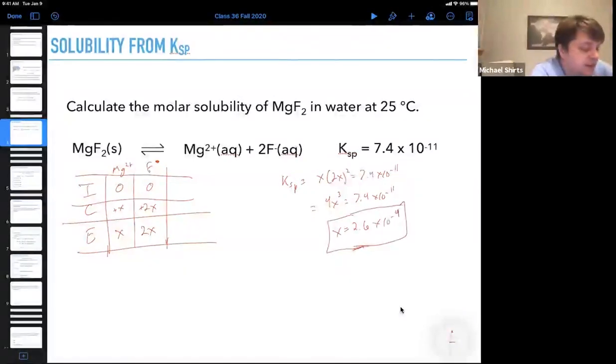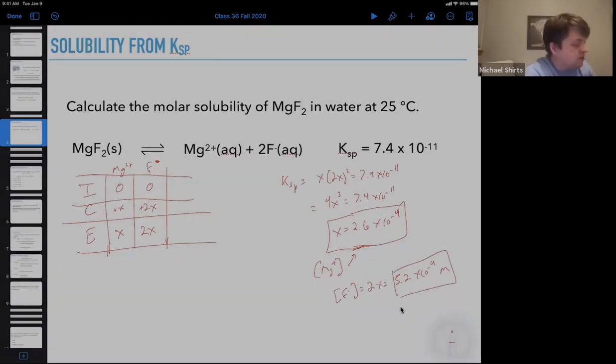So if you put magnesium fluoride in water, you will get a small amount of magnesium fluoride out. How much? Well, the concentration of magnesium will just be X. The concentration of fluoride ions is going to be 2 times X, so it'll be 5.2 times 10 to the minus 4 molar. Okay, so that is how you can calculate the molar solubility.